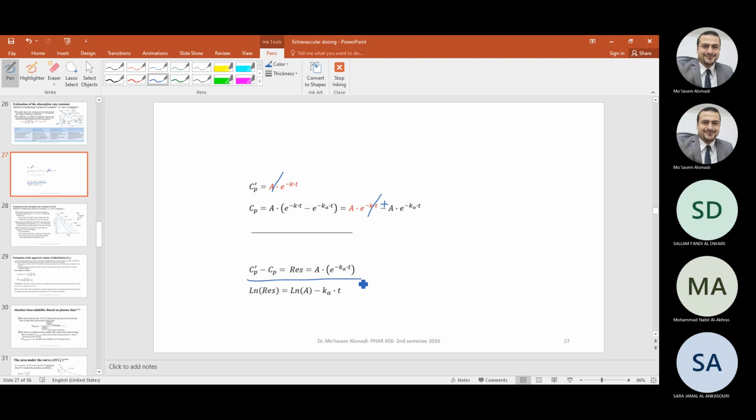So this is assuming normal kinetics, whereas the Ka is larger than the K. If you have flip-flop kinetics, okay, as I mentioned before, the terminal slope will be relevant to what?